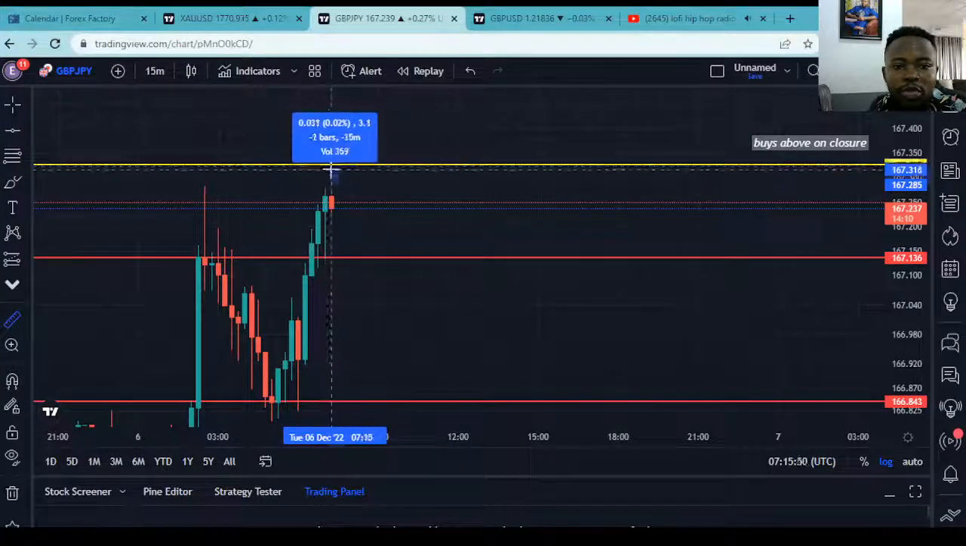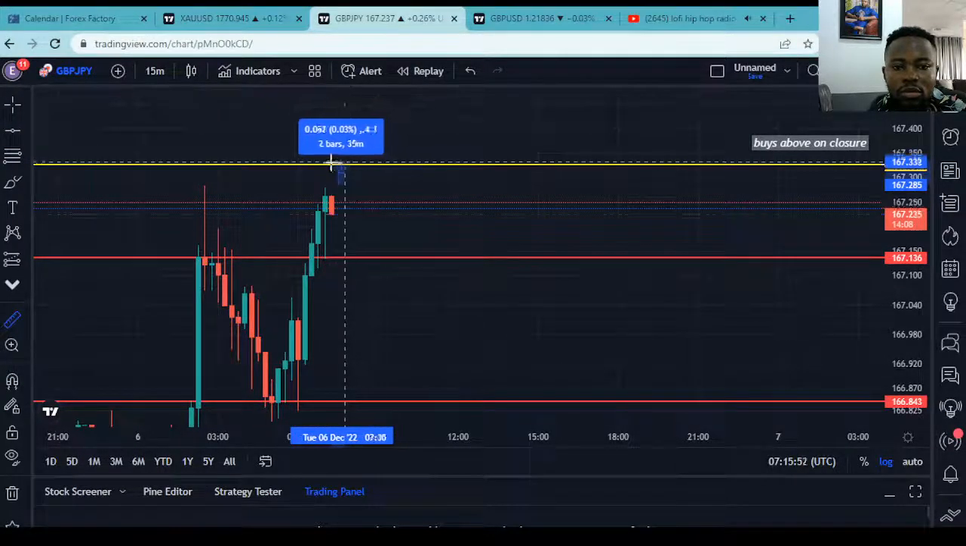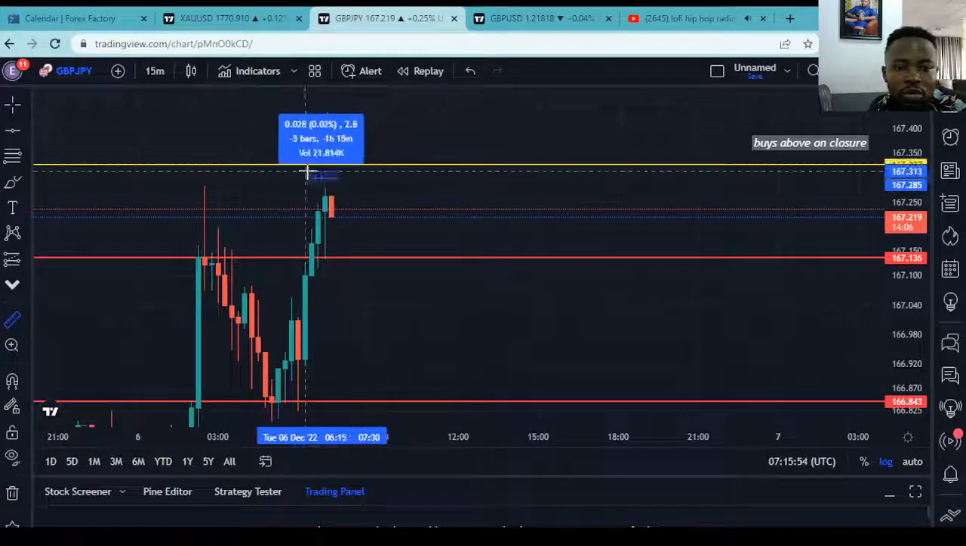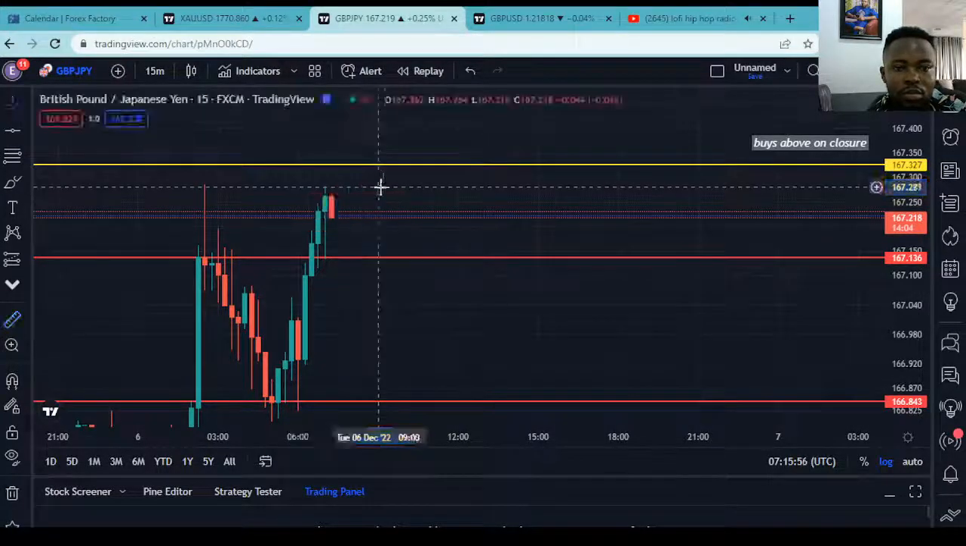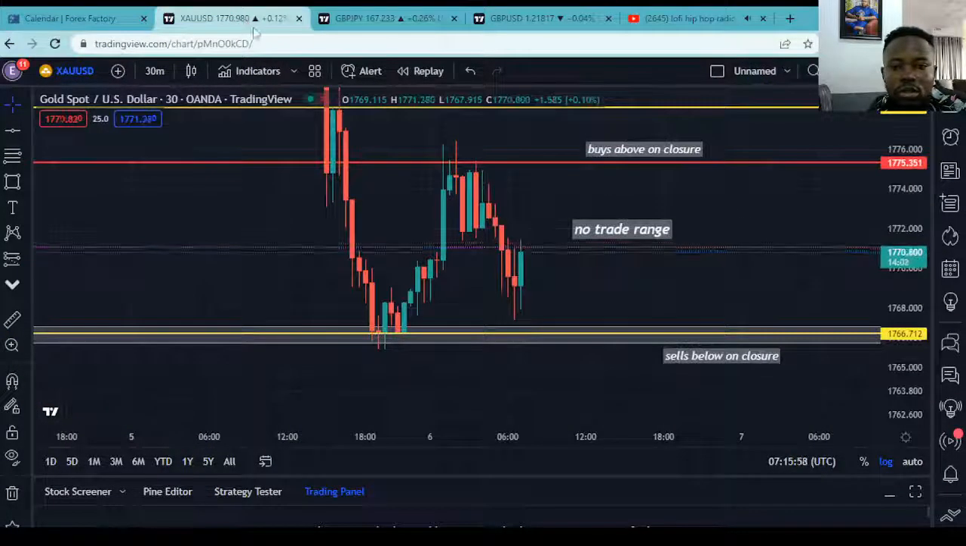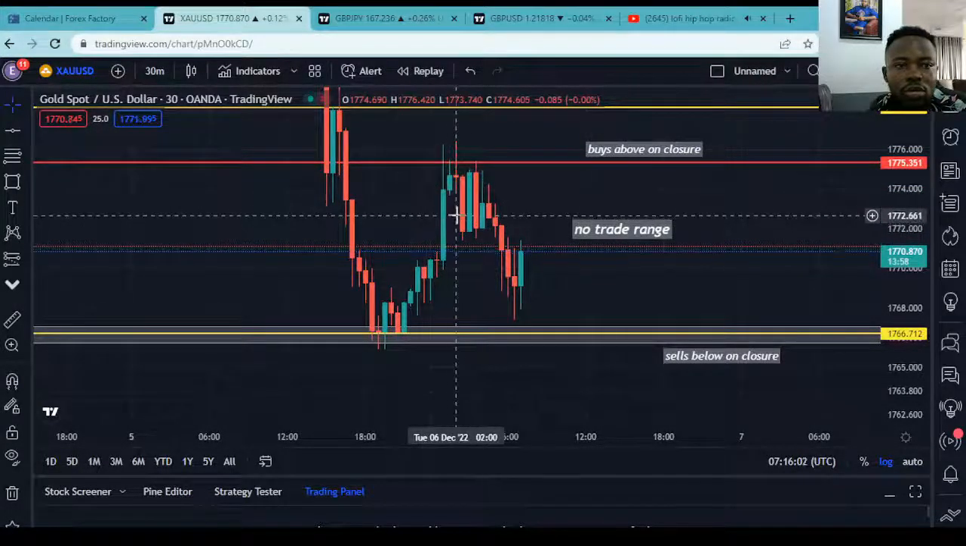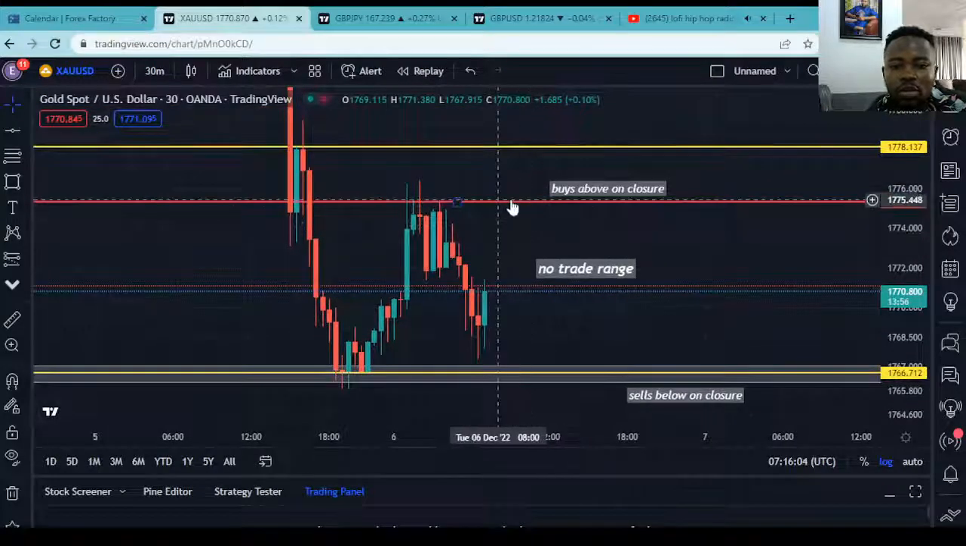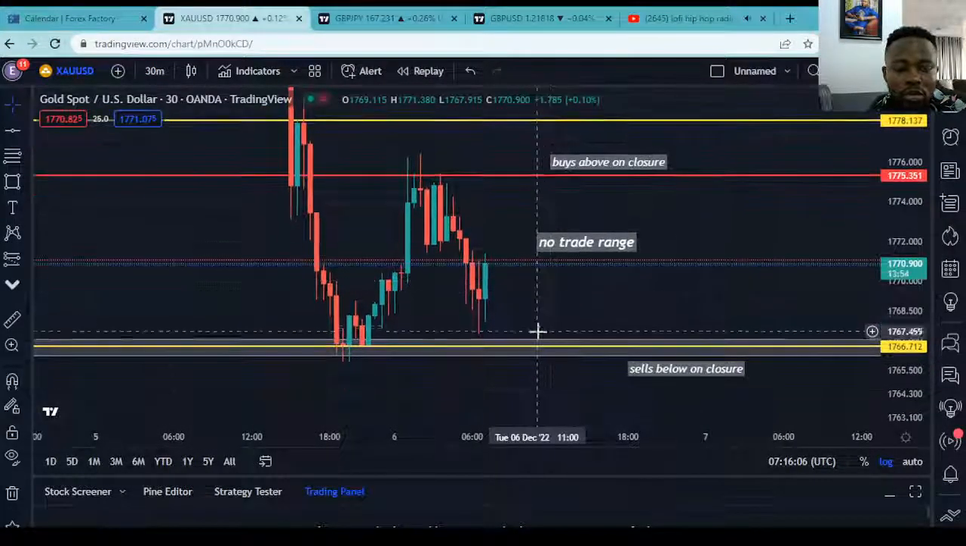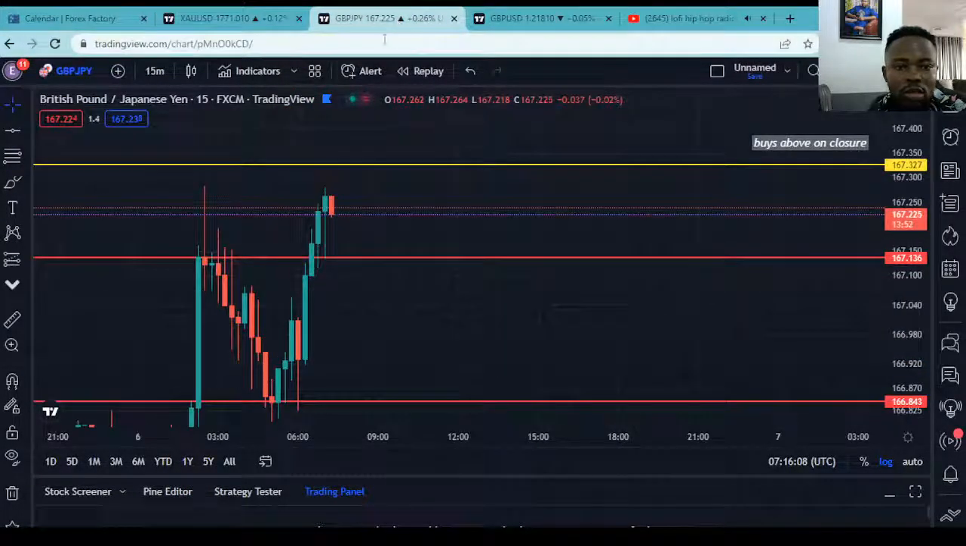We're just 5 pips from the next rejection, so ideally we should wait for a closure above here before touching GJ. Gold is just ranging here, so there's nothing on gold. We'll have to wait for closure above and closure below here before we could actually execute on anything right now.